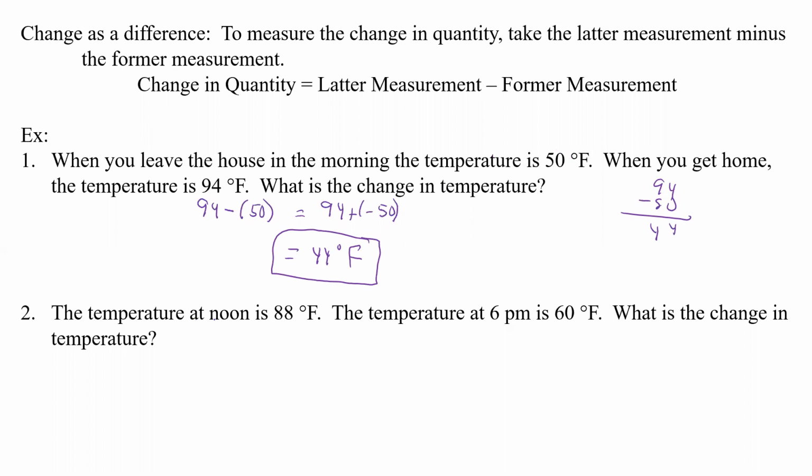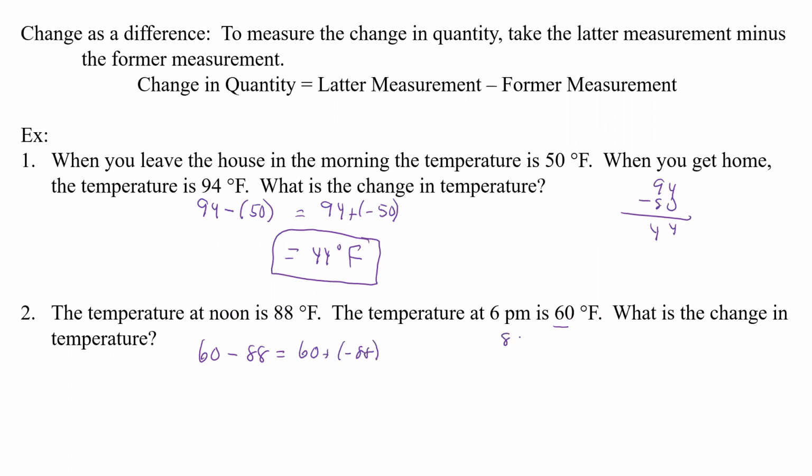All right, so now the temperature at noon is 88 degrees Fahrenheit. The temperature at 6 p.m. is 60 degrees Fahrenheit. What is the change in temperature? Well, now this is the latter. We're going to take 60 minus the former, which is 88. Well, that's going to give us 60 plus the opposite of 88.